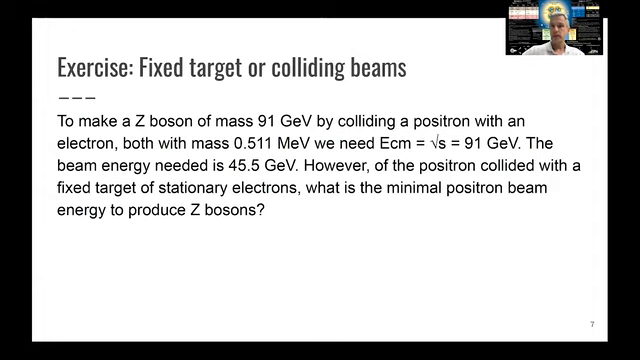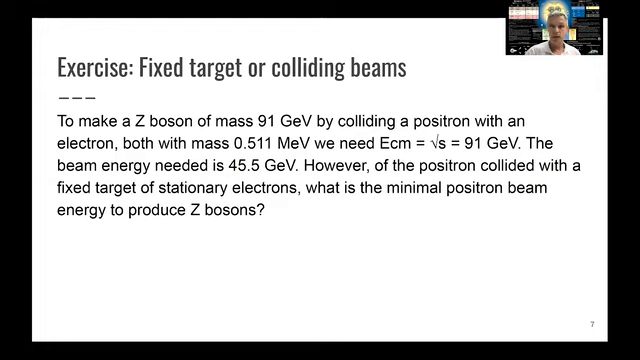The center of mass energy, often also called square root s, is equal to 91 GeV. So that's the energy we need in order to produce this new particle. The mass of the electron and the positron are 511 keV or 0.511 MeV. So the energy needed is 45 GeV, 45.5 GeV. However, that was the setup at LEP where you have 2 beams colliding. So we have this center of mass energy being given approximately by the energy of the 2 beams.